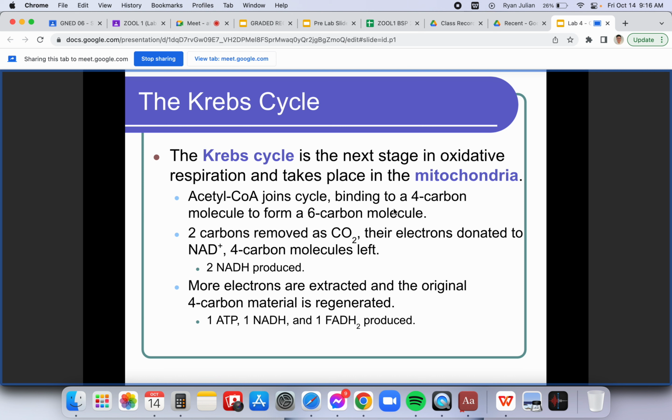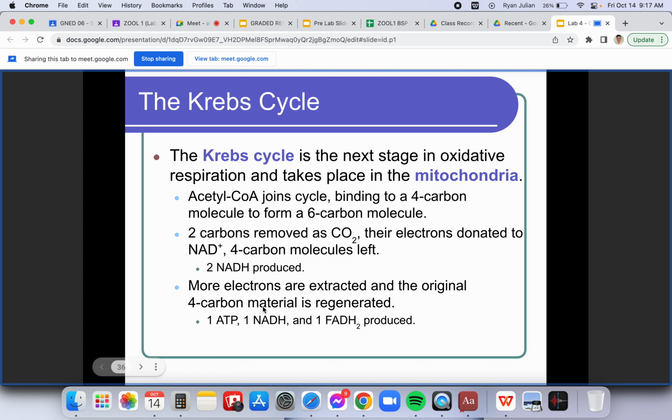It is the next stage in oxidative respiration, and it takes place in the mitochondria. Acetyl-CoA joins the cycle, binding to a 4-carbon molecule to form a 6-carbon molecule. 2 carbons have been removed as CO2 via the process of decarboxylation. Their electrons are donated to NAD+, and lastly, we have 4-carbon molecules left, yielding 2 NADH.